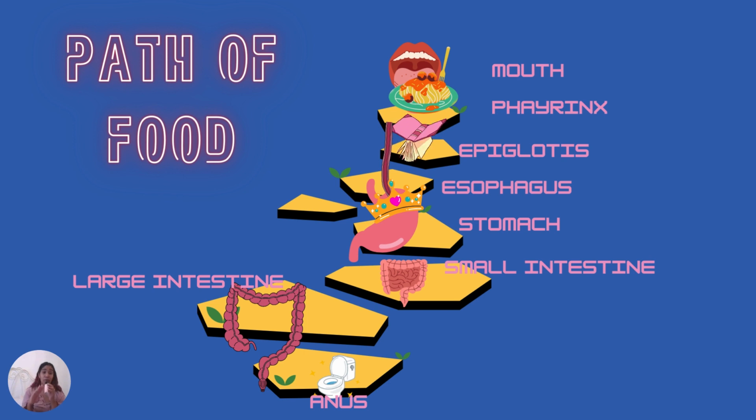I put a crown on the stomach because the top part of the stomach is called the coronal part. And you have the small intestine, the large intestine, and the anus.